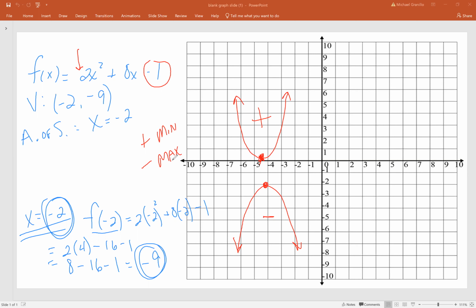So on this problem, because the 2 up here was a positive, we're talking about A. Since the 2 was a positive, we're going to have a minimum value of y equals -9. Oh, by the way, this also looks a lot like the range. So let's see if we can do another problem where we put all that together.